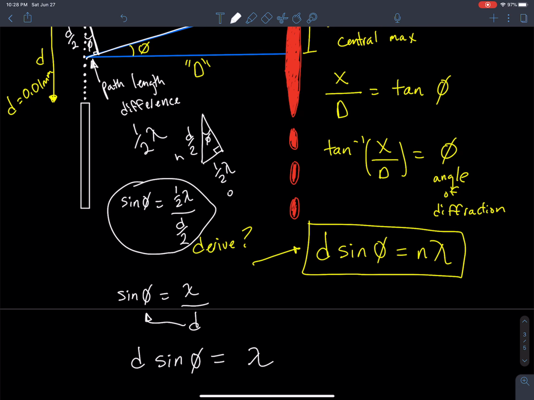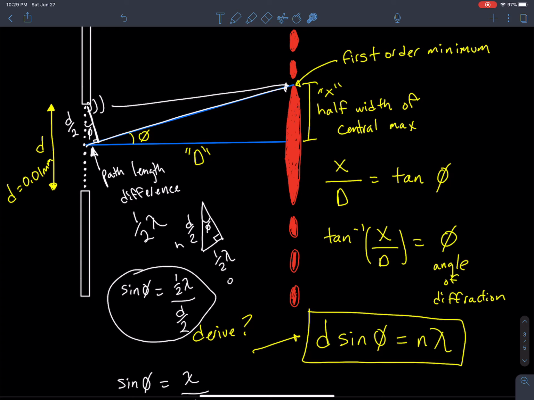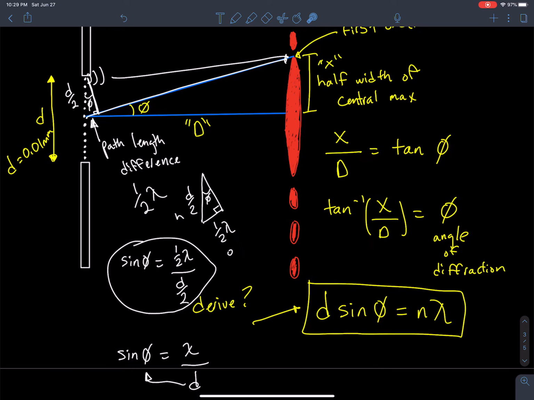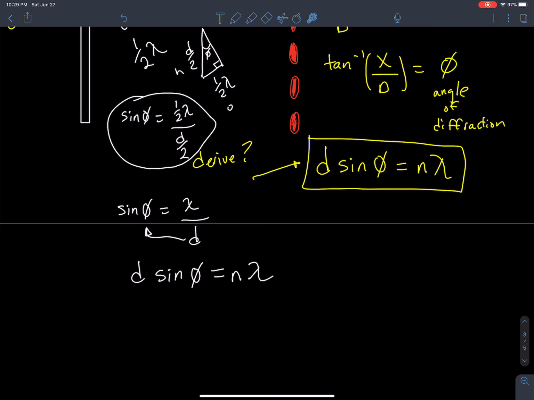n comes in with the order. This is the first order minimum. The next one here would be the second order minimum. So for the first order minimum, n is equal to 1. If I put an n here, that means I just have to put a different number for the order: 1, 2, 3, 4, that would be my order of diffraction. So that's how we get that formula, d sine theta equals n lambda.